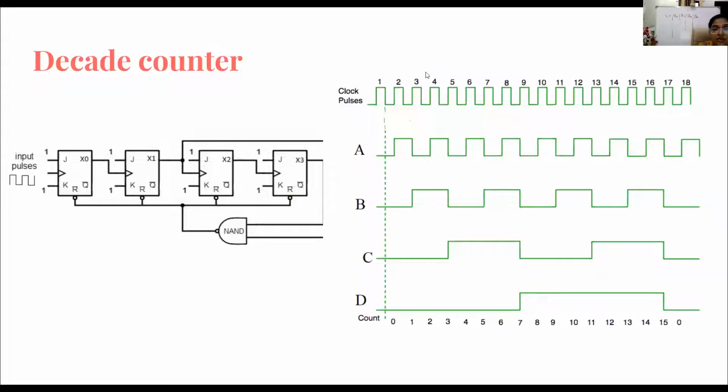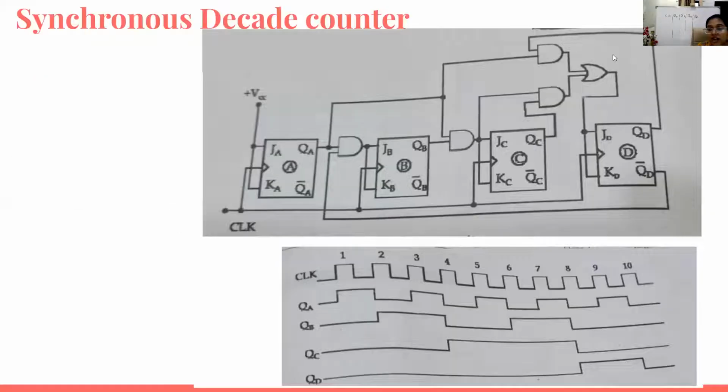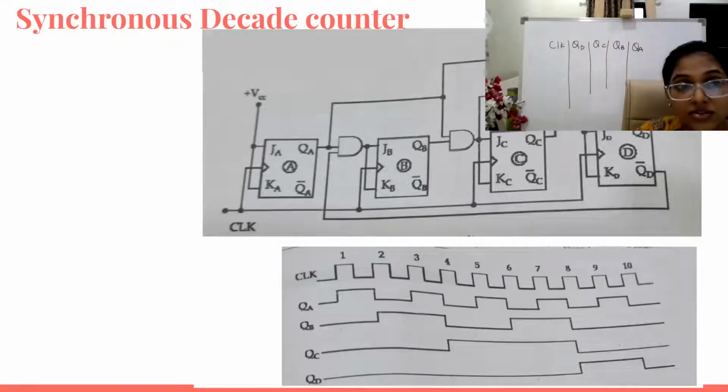Okay, in synchronous decade counter, I have taken this from the textbook, that is why it's looking like this, so please don't go by the looks, but just understand the concept. Okay, so this is a synchronous counter. Why is it synchronous counter?